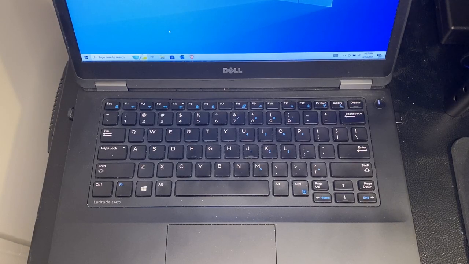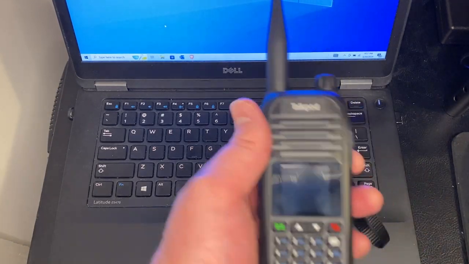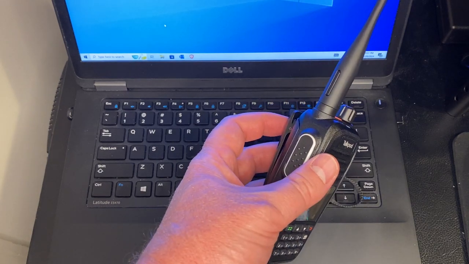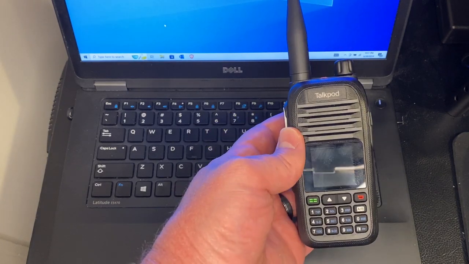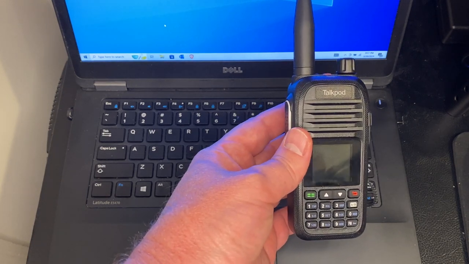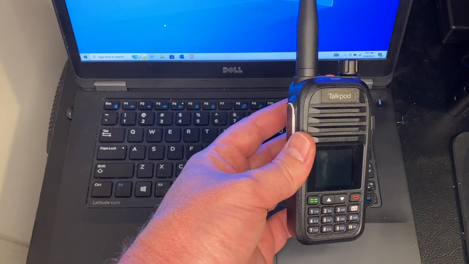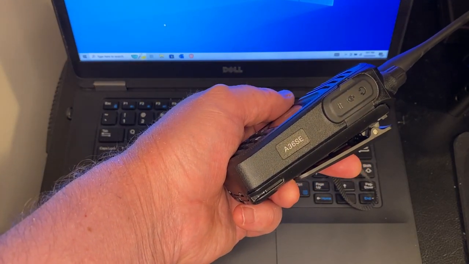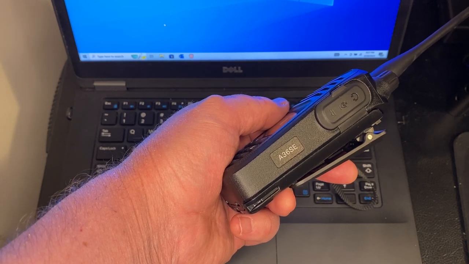All right, so today we are going to talk about this guy right here. This is the Talkpod A36 Plus. Just kidding. This is not an A36 Plus. Yes, it is, Matt. You can't fool me. I know. This is an A36, but it's not a Plus. It's an A36 SE. SE standing for spurious emissions.